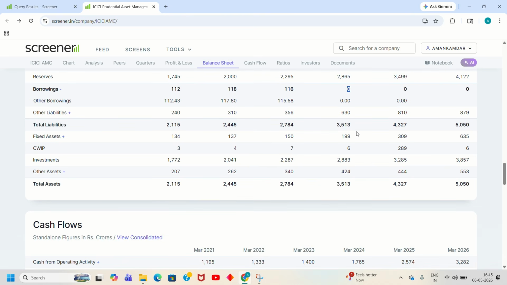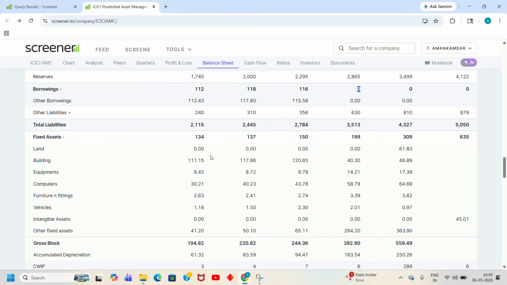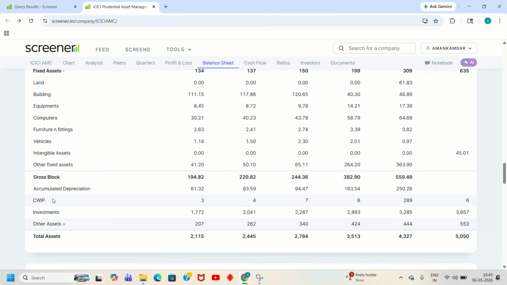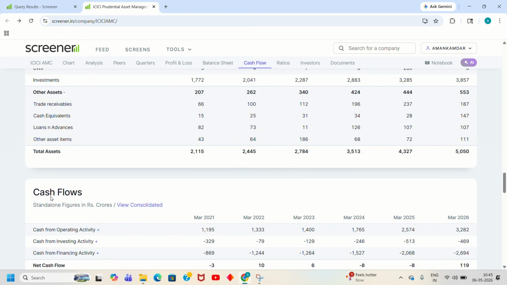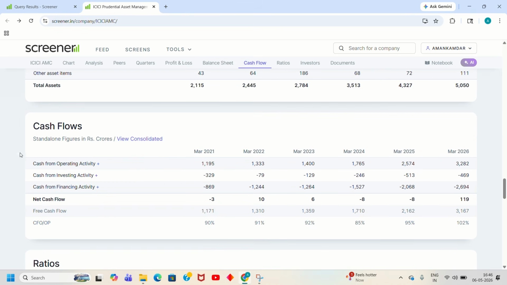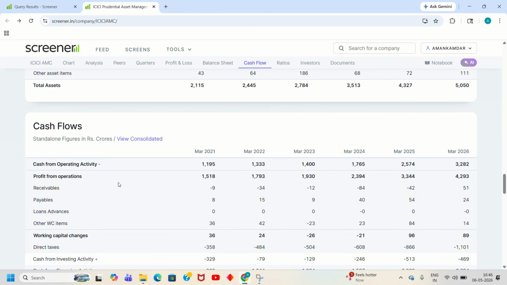And now total liabilities is on an increasing trend. Fixed assets, gross block, investments, other assets, trade receivables, so all the data is mentioned here. Now we can see the cash flow from operating activities. As you can see, the profit from operations has a tremendous upward trend. They are growing every year.